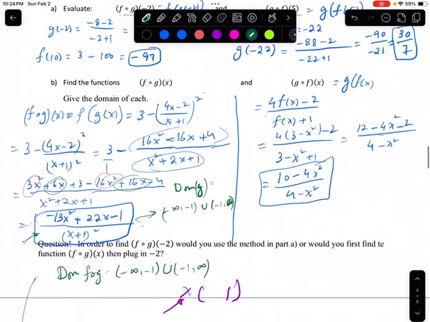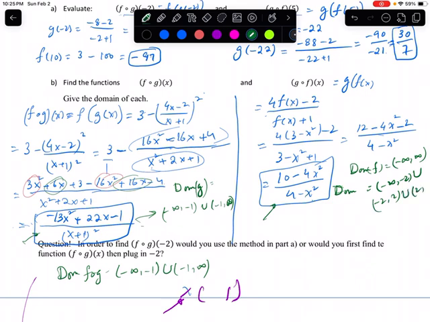When we come to the next function, this is g composed with f. So f is the inner function. So what is the domain of f? The domain of f is all real numbers because it's a polynomial. But here we see in the final result, what is the domain here? The domain is everything but not negative 2 and 2. So negative infinity to negative 2, union negative 2 to 2, union 2 to infinity.